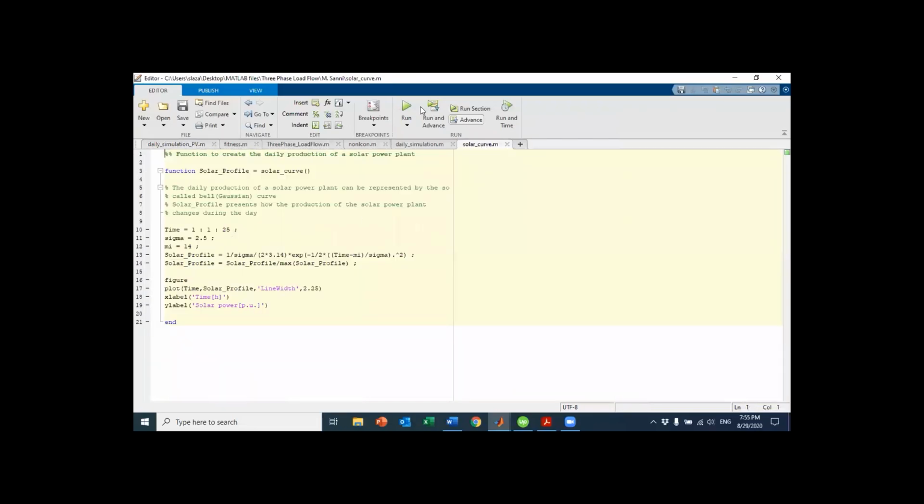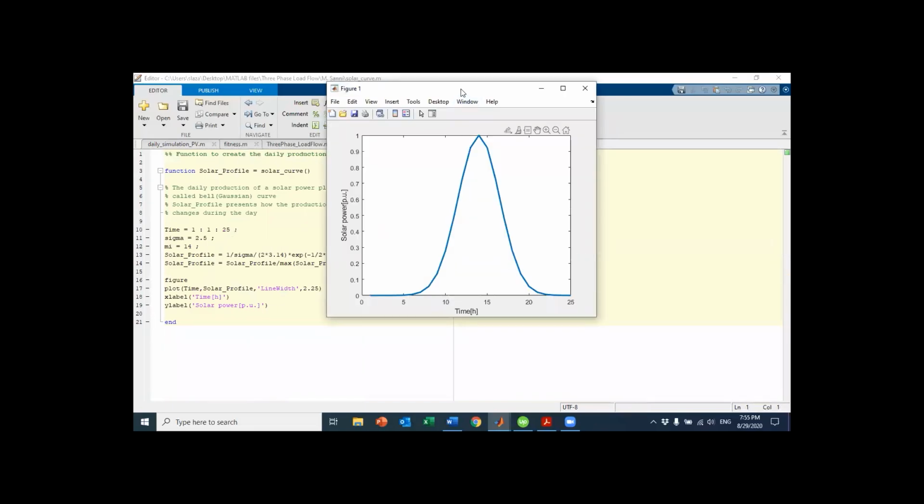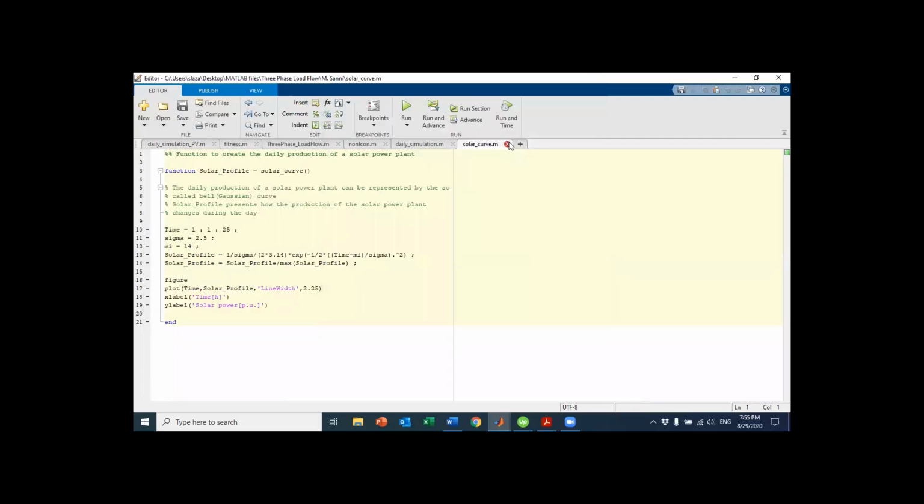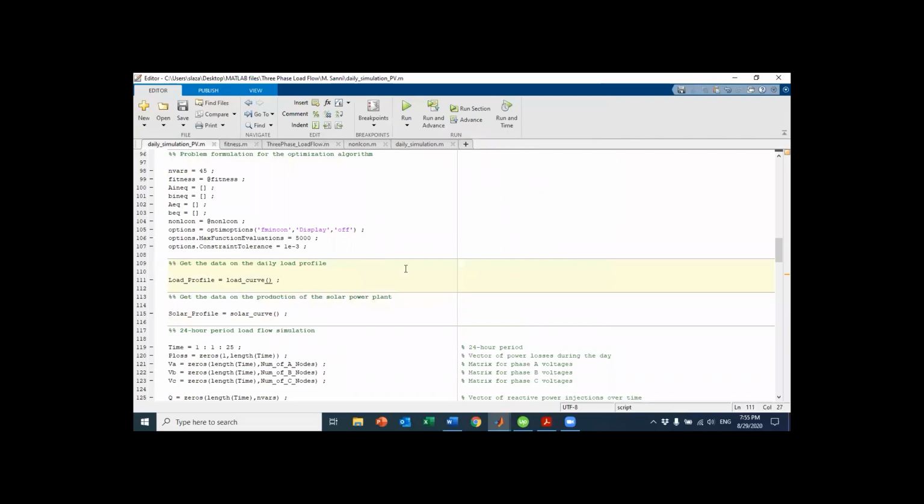For that, we use the solar curve. And if we run, this is how the production of the solar power plant changes during the day. We can see that the peak production of the PVs is at around 14, or 2 p.m. Okay, so after calling both of these functions, we've initiated all the data required for the load flow simulation.